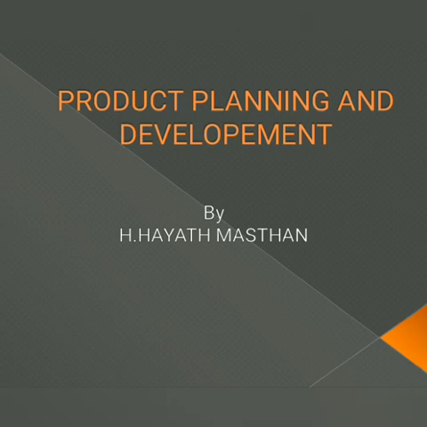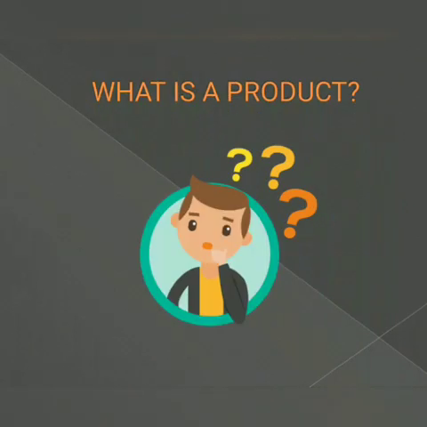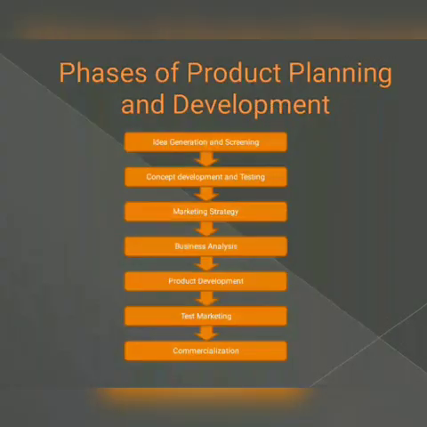Before we get to know about product planning and development, we must understand what a product is. A product is anything that can be offered to a market that might satisfy a want or need. To create a successful new product, the company or organization must understand its customers, market, and competitors, and develop a product that must deliver superior value to its customers. The product planning and development process includes the following 7 stages.